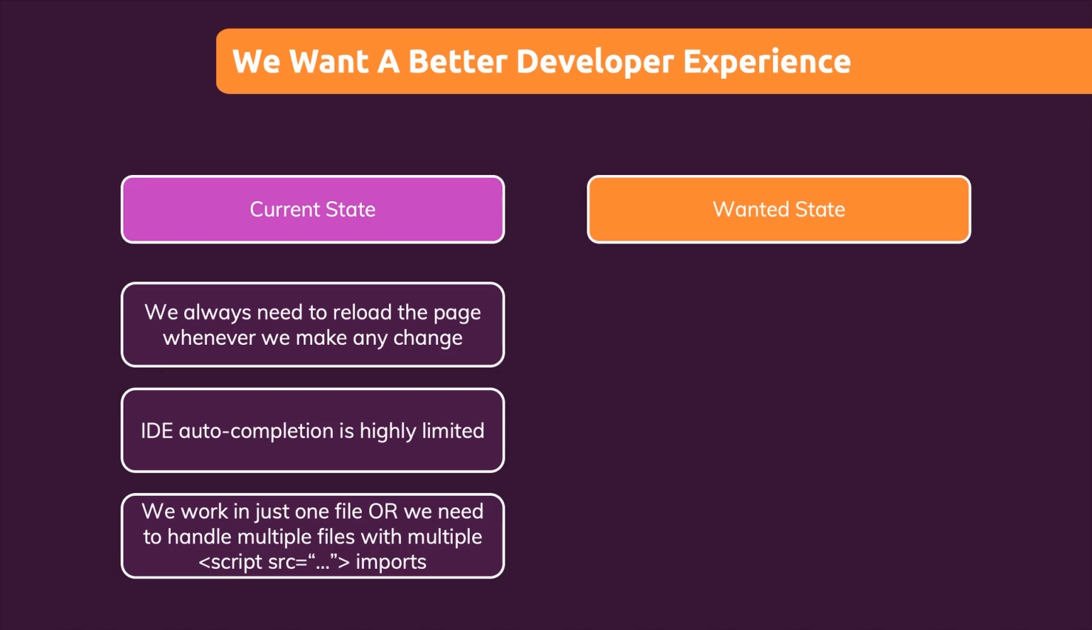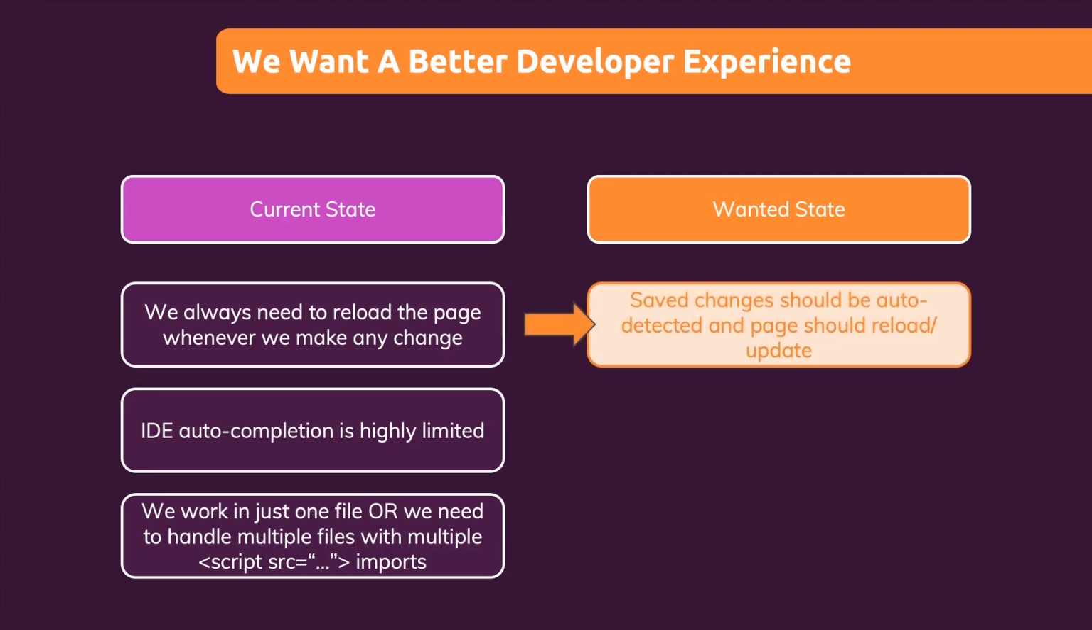It would be great if saved changes, so whenever we change something in code and we save those changes, would be auto-detected, and then the page would automatically reload, or maybe even better than that, not just reload, but simply update that part of the page that did change and therefore keep all our state around. That would be great. It would save us a lot of time.